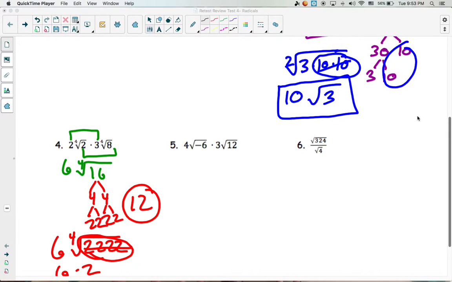Retest review, test 4 radicals. This will be problems 5 and 6. So for 5 we have 4 times the square root of negative 6 times 3 times the square root of 12. So we're going to multiply the numbers outside.